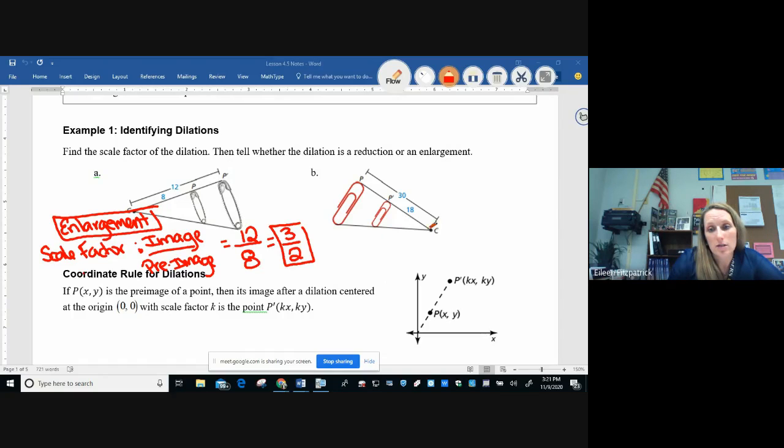For the next one, the center of dilation is C, all right? P is my pre-image, and P prime is my image. So is it getting smaller or larger? Is it getting closer or further away to the center of dilation? The paperclip, couldn't think of what it was called, is moving closer to the center of dilation and it's getting smaller. So this is a reduction.